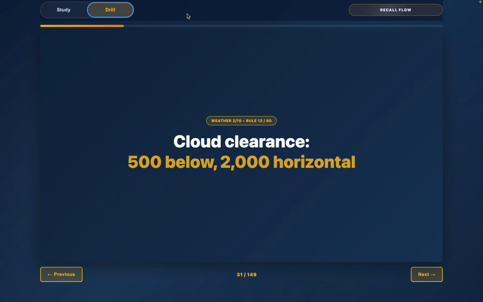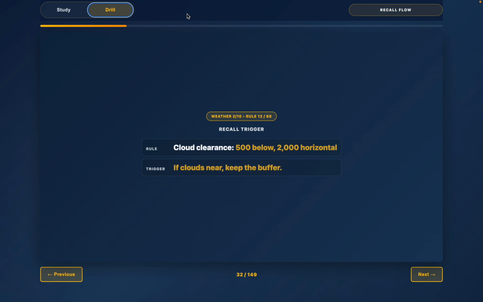Rule 12. Clouds remove visibility vertically and horizontally. That's where conflicts usually happen. The FAA buffer exists to keep you clear of aircraft you cannot see. Trigger phrase: if clouds near, keep the buffer.